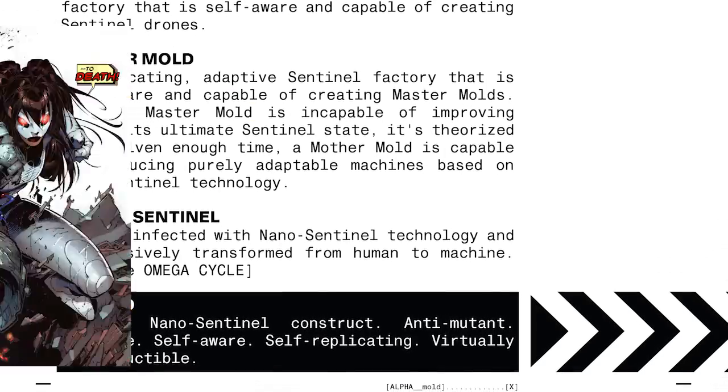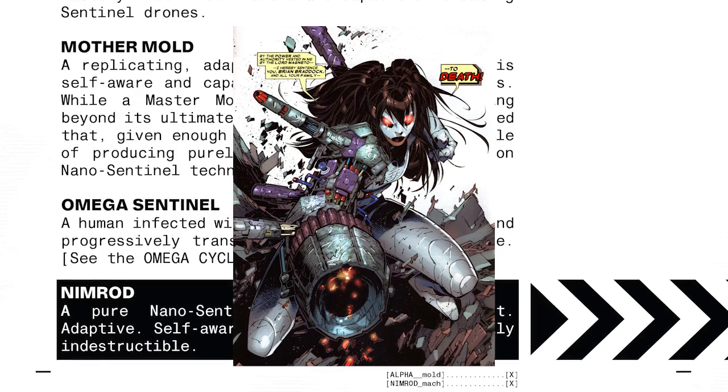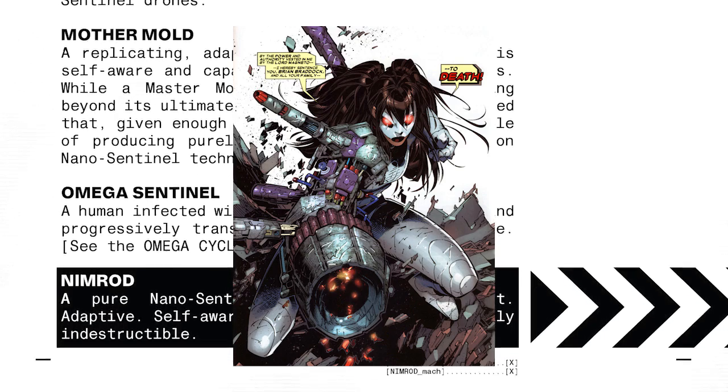And we've talked about that before. Omega Sentinels are basically humans that have been merged with nano Sentinel technology, right? So for those of you who ever watched Star Trek, think of the Borg. The difference is that there is a kind of progression when it comes to that, and we'll talk about that later on in this video.